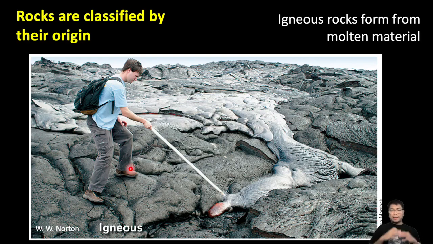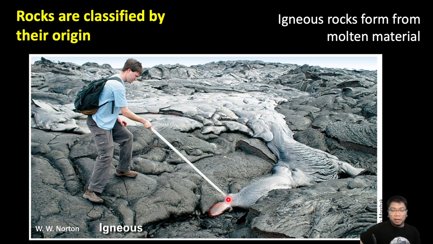The way we classify rocks into those three classes is simply based on how they form. Rocks are classified by their origin. For example, igneous rocks form from molten material. In this case, lava comes out of a volcano, and the lava starts to solidify and become igneous rock because of the drop in temperature.